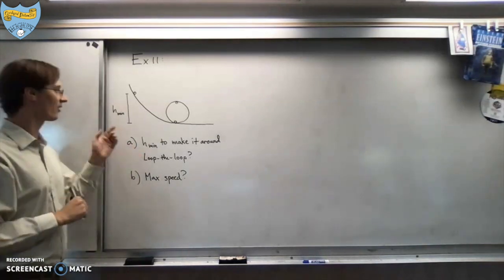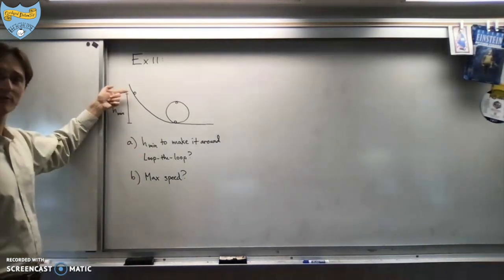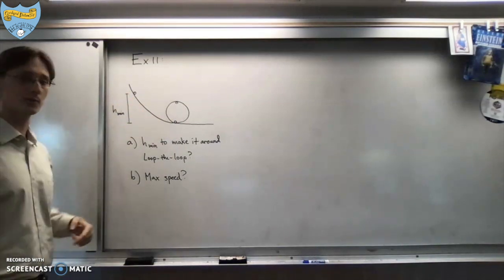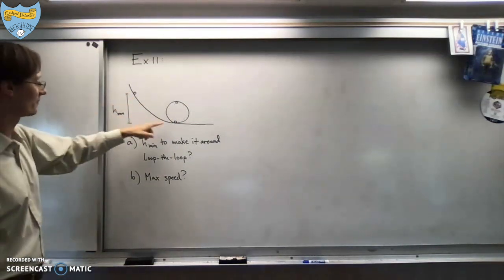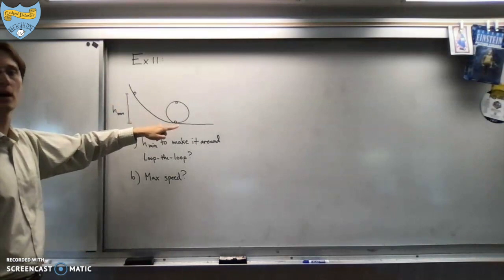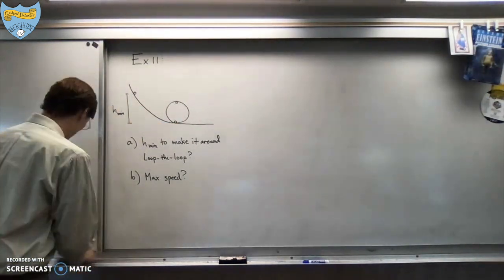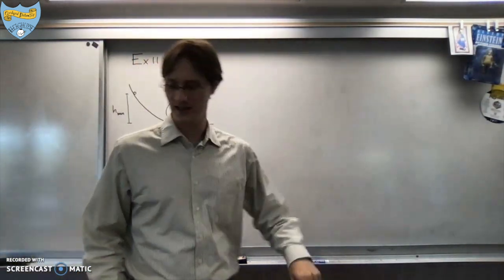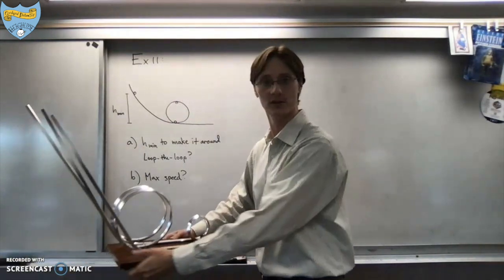And more or less the questions are, how high do we got to drop it from for it to actually make it around the loop-the-loop? And then, okay, what's the maximum speed when it reaches the bottom? Okay, fine. So let's begin with actually looking at the loop-the-loop in question.